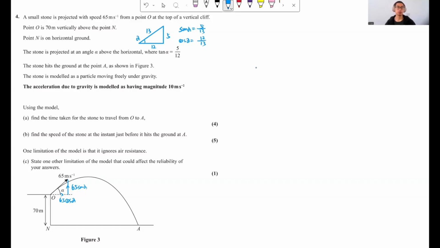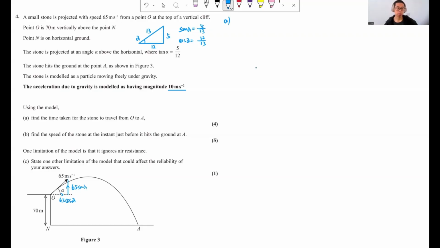And the stone hits the ground at point A as shown in figure 3. The stone is modeled as a particle moving freely under gravity. Acceleration due to gravity is modeled as having magnitude 10 meters per second squared. So if they use 10 meters per second squared, you have to use it. You don't use 9.8. And then using the model, find the time taken for the stone to travel from A to O. Okay, let's see what we know.